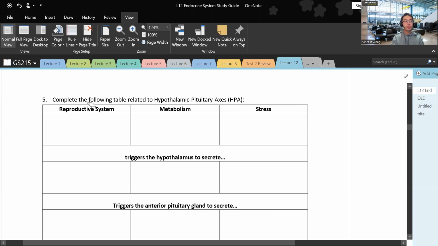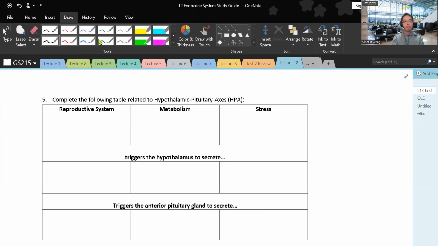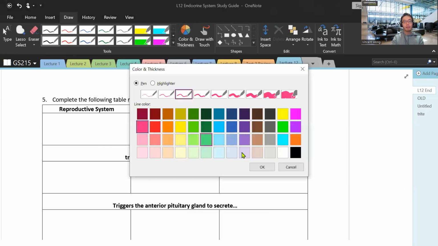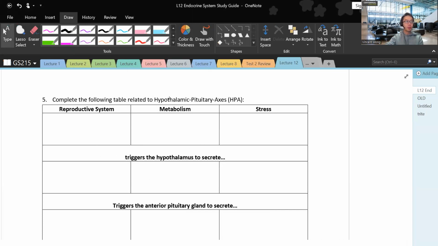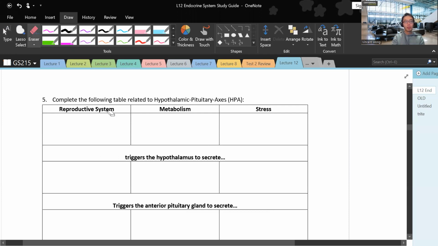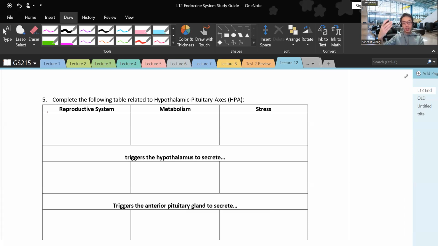So let's start with the reproductive system. And it's probably easier if we start with the female one, the one that we've spent quite a bit of time talking about. So the reproductive system. At the beginning, if you think about what we learned in the reproductive system, at the beginning of the cycle, which is marked by the shedding of the endometrium, right?